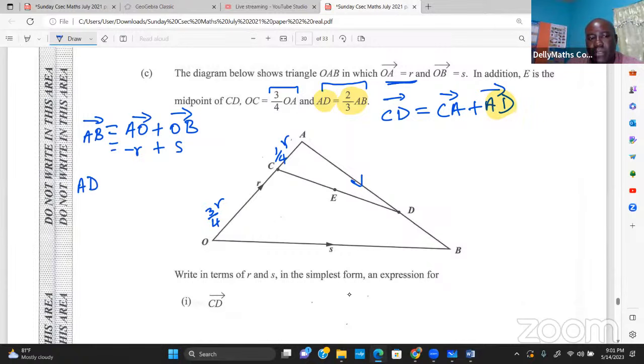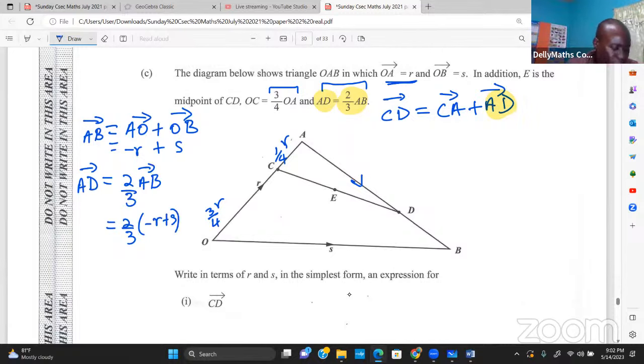Now A to D is 2/3 of AB. Do it, man. 2/3 of it. Don't overstress yourself. The only thing you can do here is that if you want to distribute it inside, like negative 2/3 R plus 2/3 S. If you want to do that, fine. But I'm saying that this is AD, right? Or you could write it like that, right?